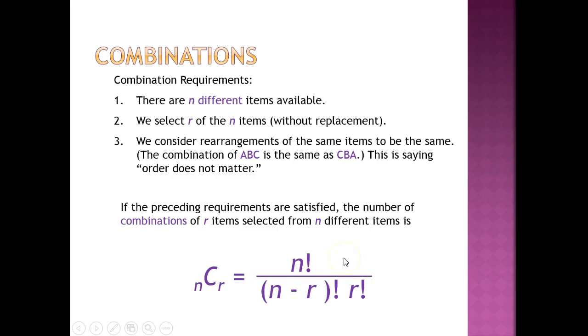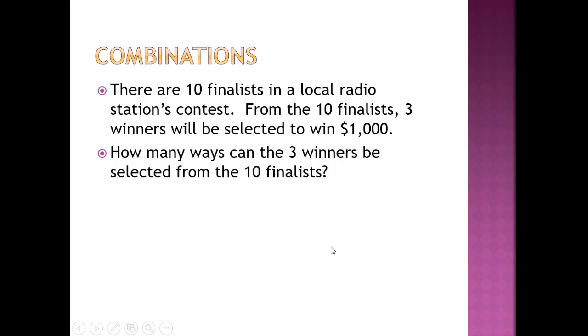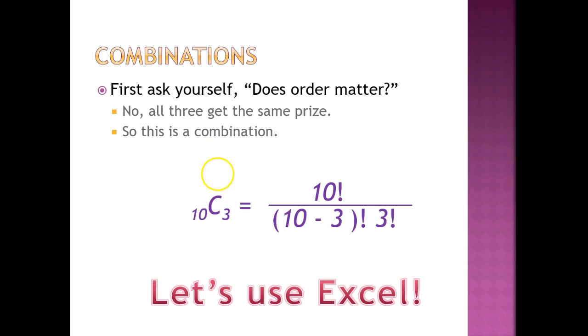Now, a combination is where order doesn't matter. Let's go back to our 10 finalists in a local radio station's contest. From the 10 finalists, 3 winners will be selected, and they all win $1,000. In other words, there are not distinct prizes. They all get the same thing. So if you're picked first or third, you still get $1,000. So this is a combination rather than a permutation. Order does not matter.